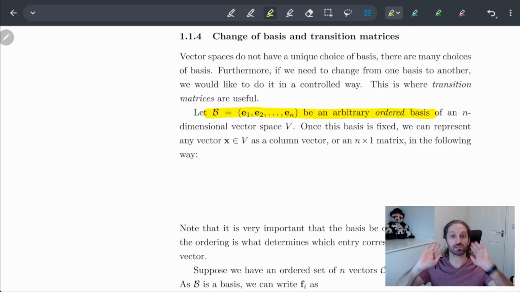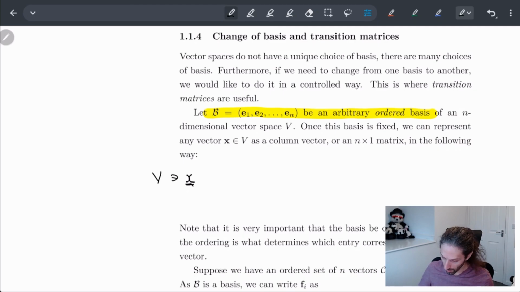So once the basis is fixed, we have some basis, we can now represent any vector as column vectors or n by 1 vectors in the following way. So we take some x, right? So here is some vector, this is contained in V. Now because it's a vector space, we can break this down into some linear combination of each of these components.